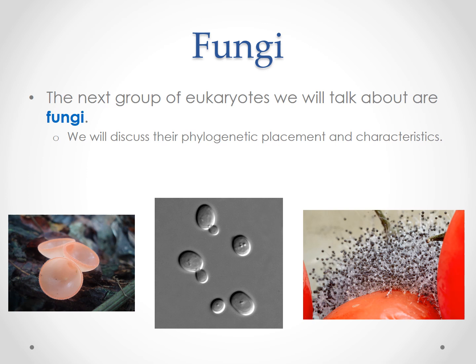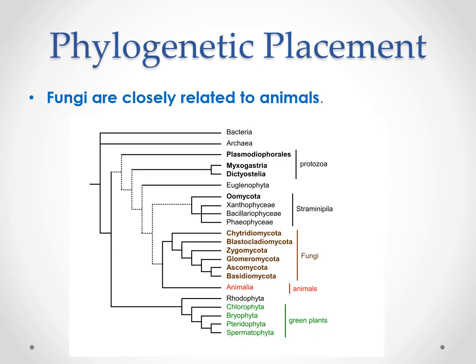So what we're going to do is talk about their phylogenetic places on the tree of life, as well as some of their characteristics. If we look at this phylogenetic tree here, you can see that fungi are more closely related to animals than they are to plants. If you look, the brown colored words right here are the fungi, and then you can see that animals represent that outgroup right there, while the plants, in the green at the bottom, are not included in that clade.